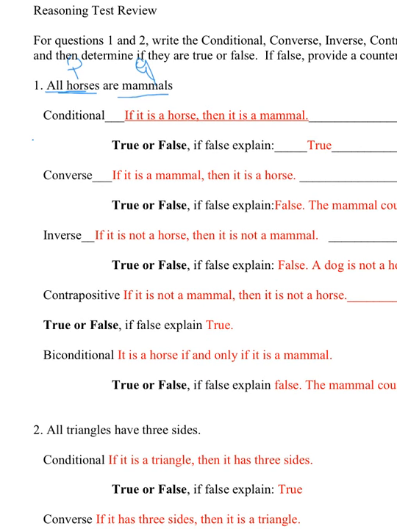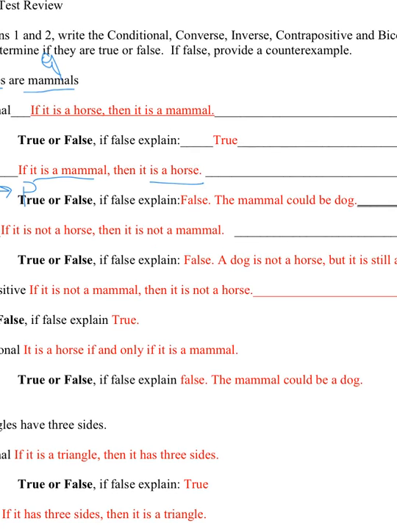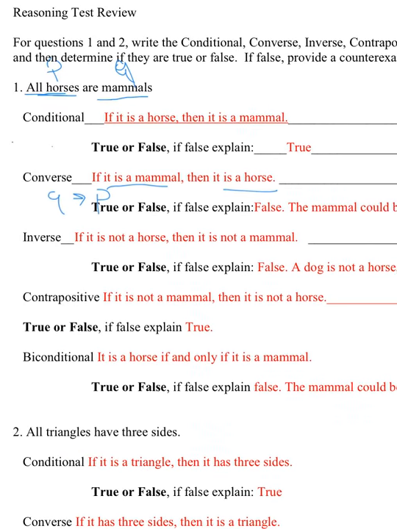Converse, you have the flip, right? Converse is if Q, then P. So we take what was the conclusion and put it to the front: if it is a mammal, then, the hypothesis to the back, it is a horse, okay? And of course, that statement by itself is not true, because as you can see here, we said, for instance, I have a mammal, so the first part's true, but the mammal's a dog, right?